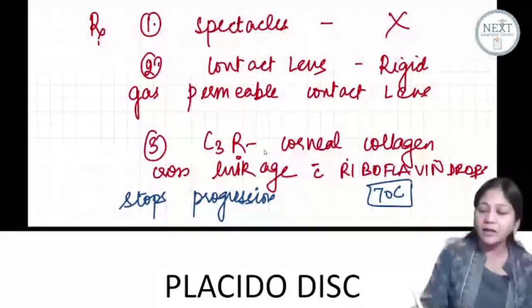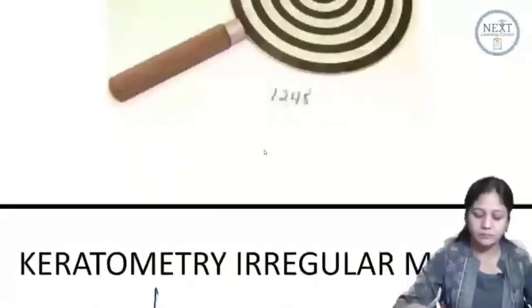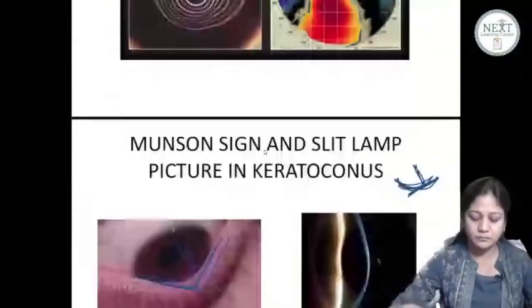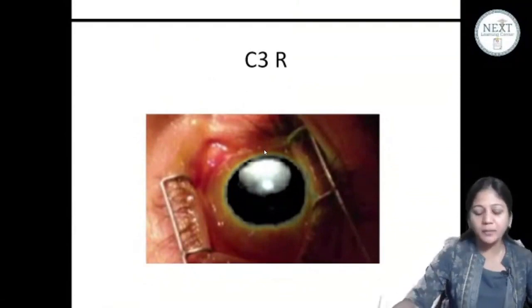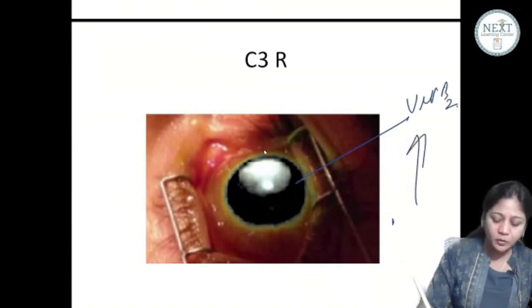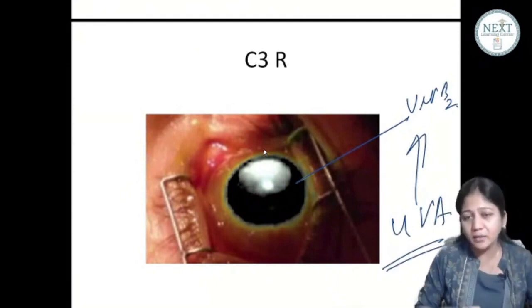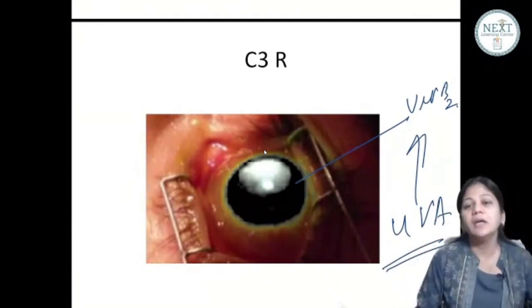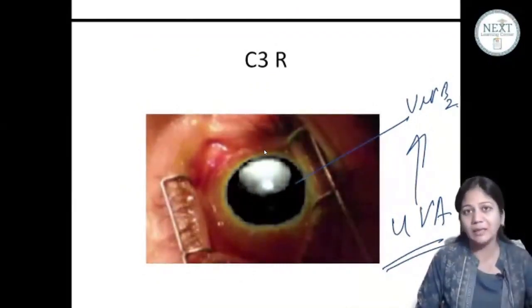ठीक है, इसमें क्या करते हैं बच्चे, कॉर्निया के ऊपर देखिए इसको, देखिए इसमें क्या करते हैं C3R में. So you put riboflavin drops. First of all, you put riboflavin drops, and then you put ultraviolet A light. If you show ultraviolet A light, then there will be strengthening of the cornea, and that's what we want. That cornea should get strengthened, which was getting very weak and thin.